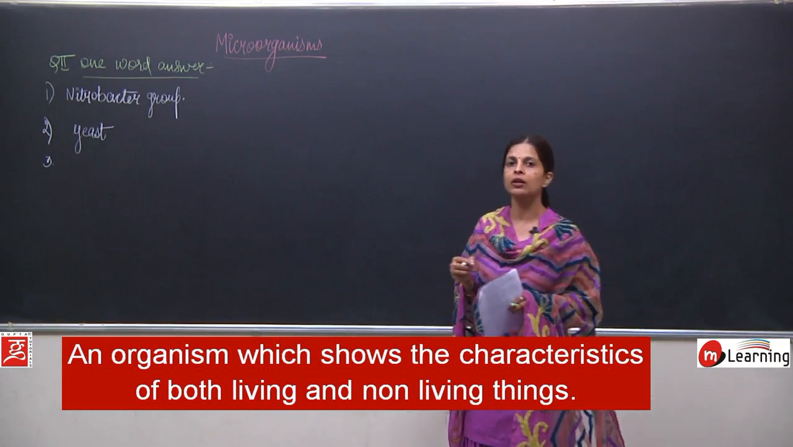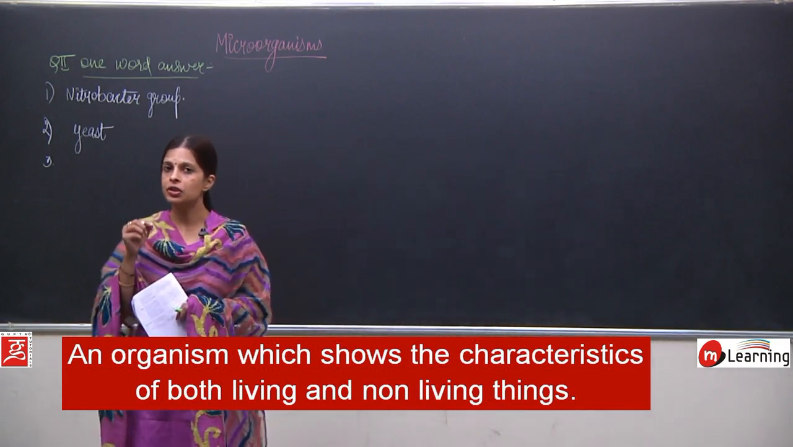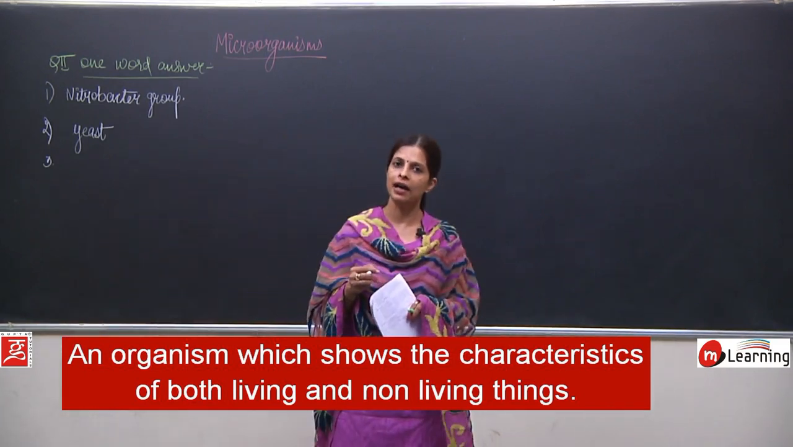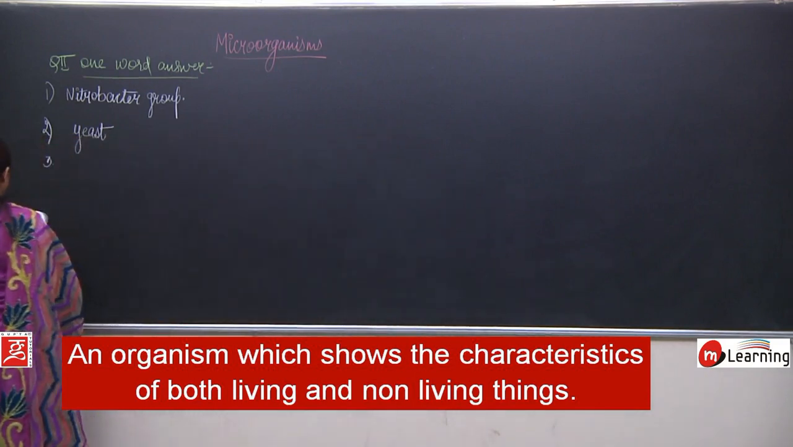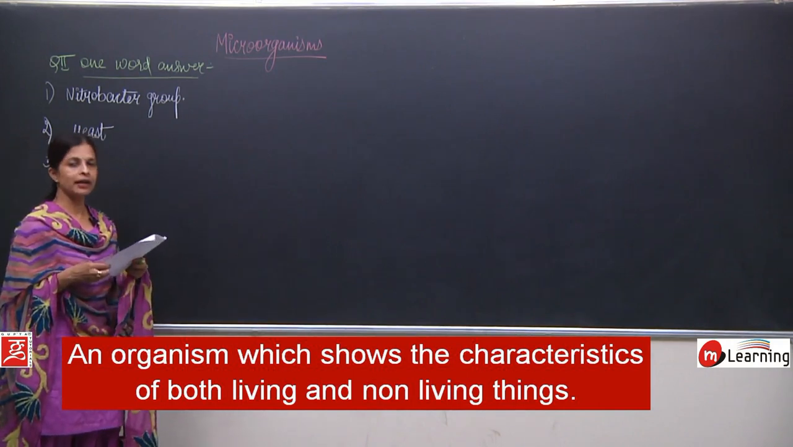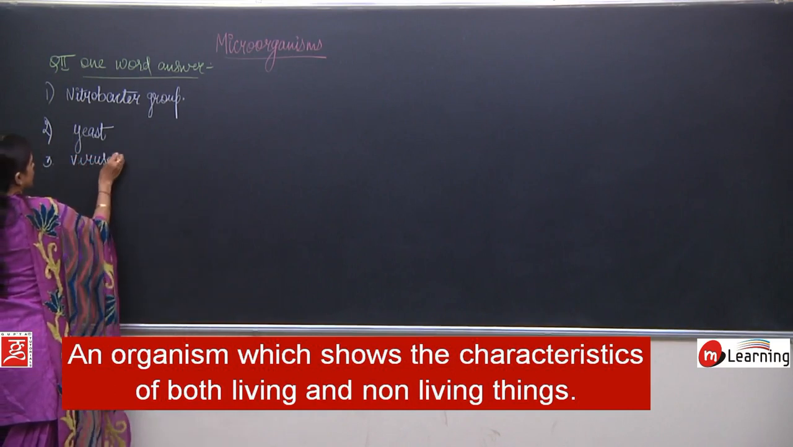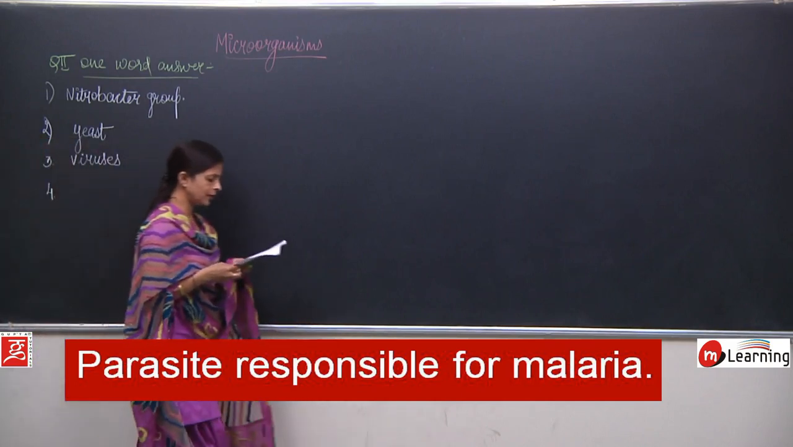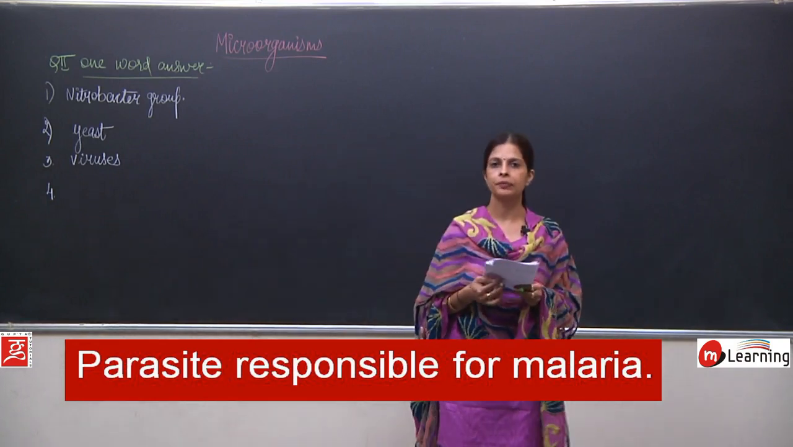So the microorganisms which come under this category, the ones which show the characteristics of living things as well as non-living things, are viruses. So the question is organism with characteristics of both living and non-living things are viruses. Now we will move to the fourth one, and the fourth one is parasite responsible for malaria.